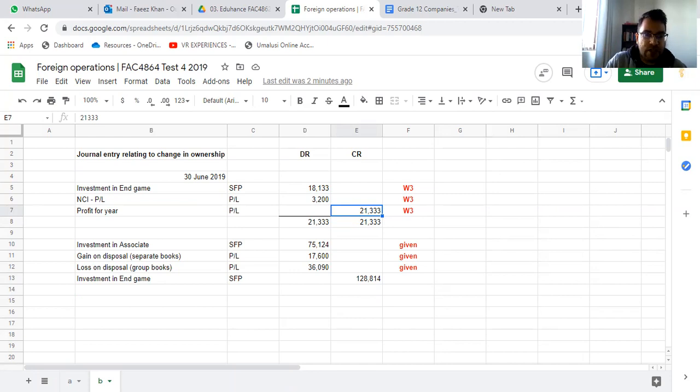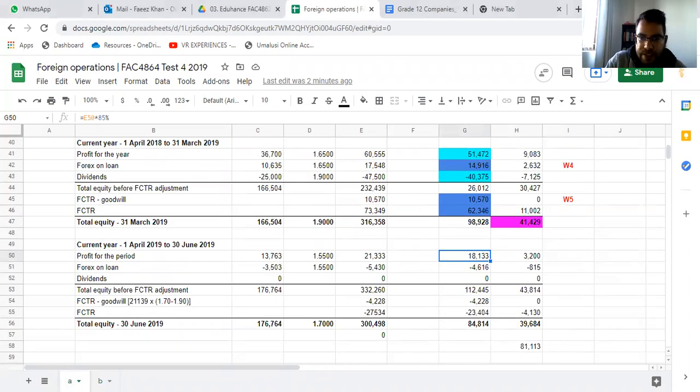Okay, so now let's continue. We're halfway through this journal. We accounted for 2 aspects of the journal. Now what we need to do is bring through the FCTR. No, not the one relating to Goodwill, just the normal one. So FCTR, if we go to this over here, where's FCTR over here now?